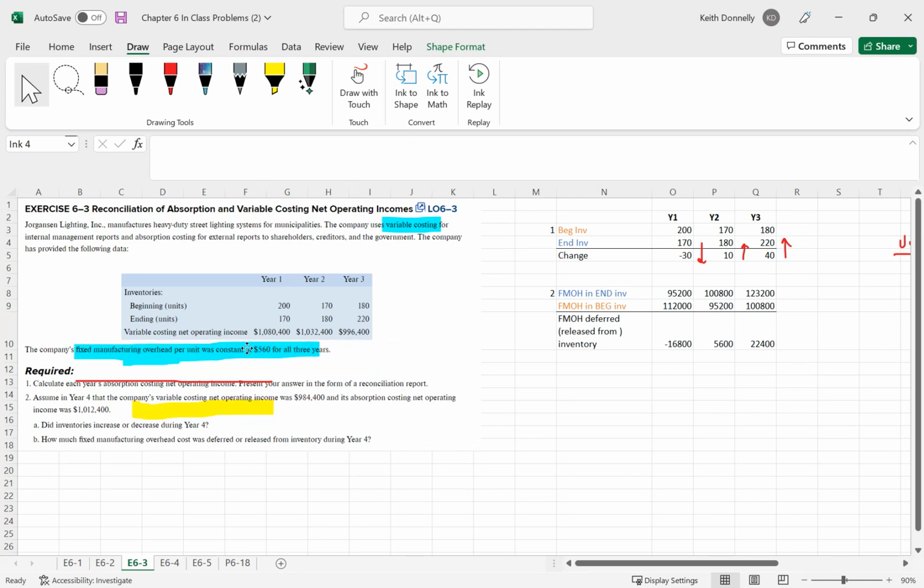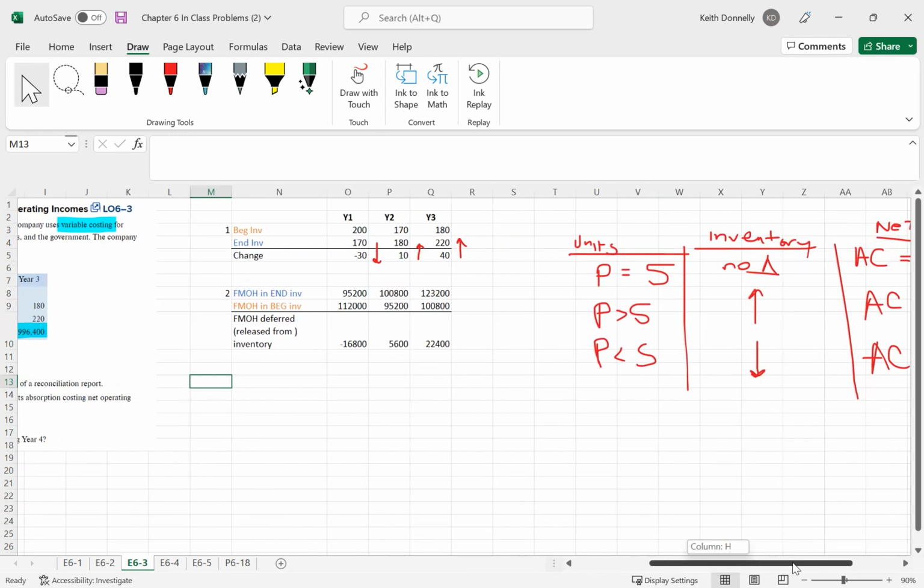Where was this at? Fixed manufacturing overhead, $60. No, this is where it was at. And where was this at? Man, why'd they gotta move this? Alright, not a big deal. So let me reset here. That like really threw me off that they moved the highlighter there.